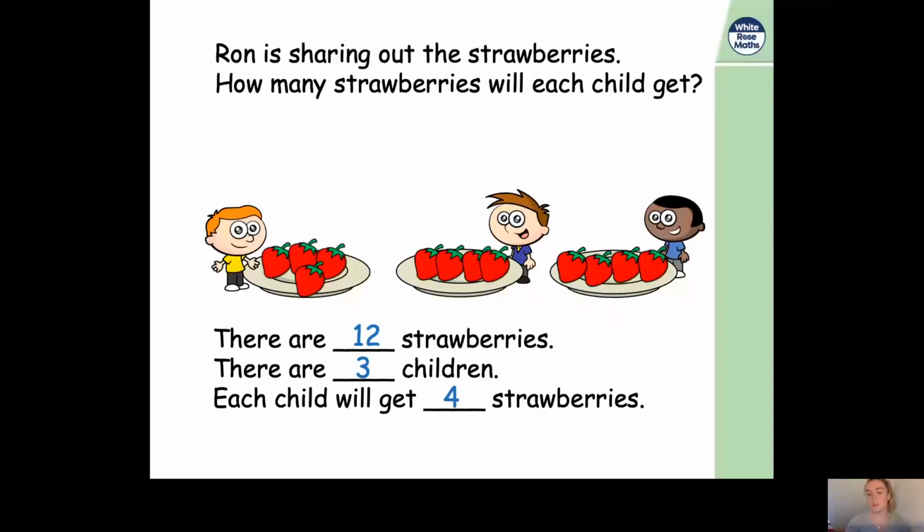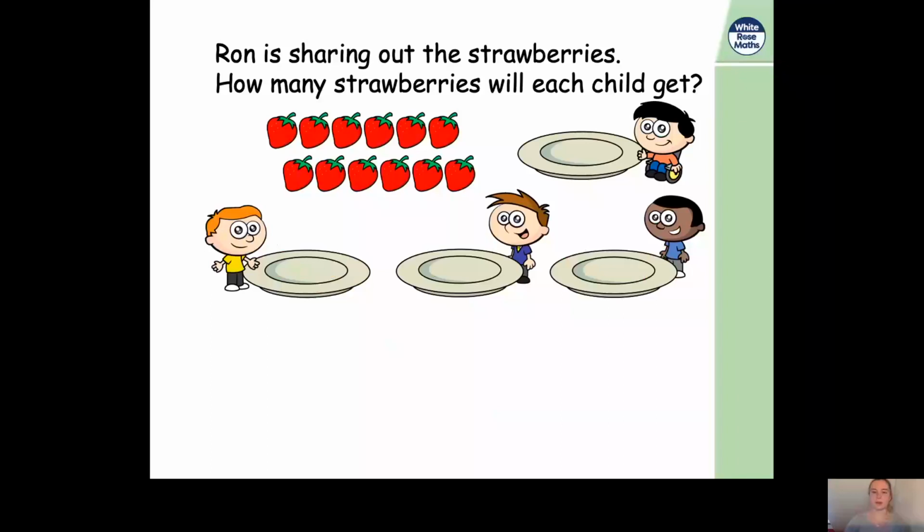They've all got an equal amount of strawberries. So we can say that we can share 12 strawberries equally amongst 3 children because they've each got 4. Now, we've got a new child joining us today, and Ron still only has 12 strawberries, but he needs to share them between 4 people this time.